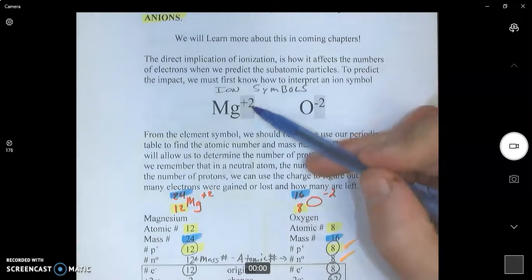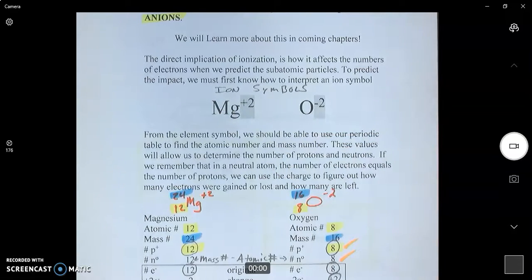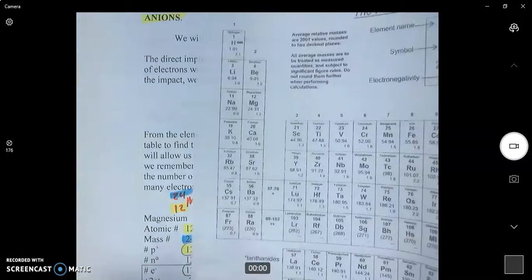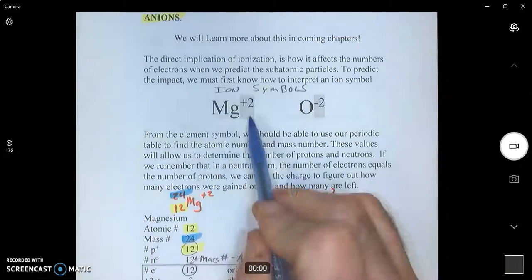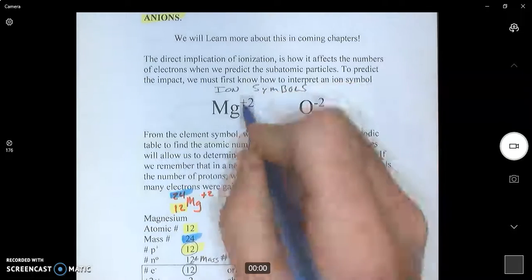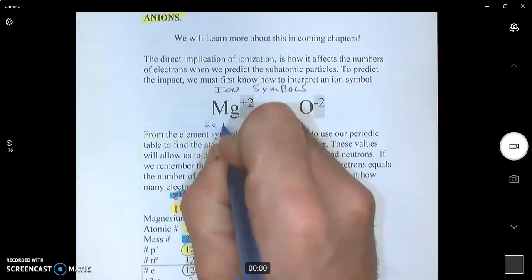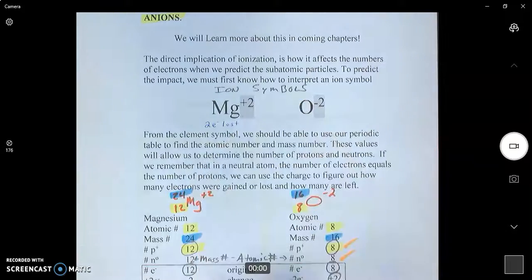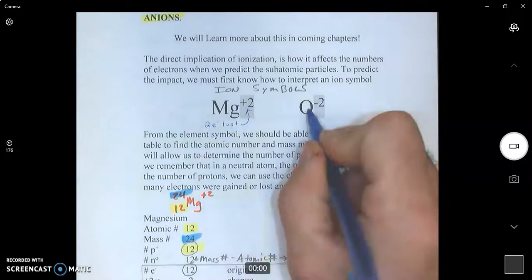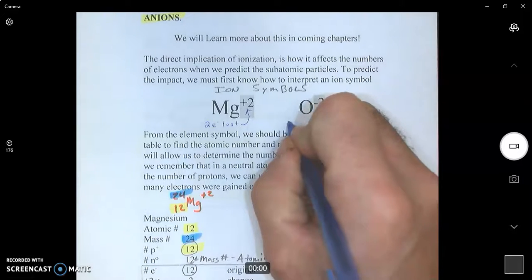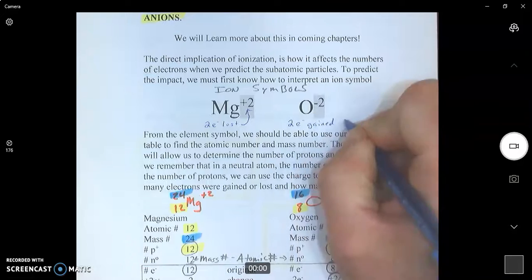Let's start with magnesium. The ion symbol for magnesium is Mg, which is the symbol from our periodic table. Right here is magnesium, and it's telling us that it has a +2 charge. That means that 2 electrons were lost. That gives us the +2 charge. The oxygen over here has a -2. That means that 2 electrons were gained.